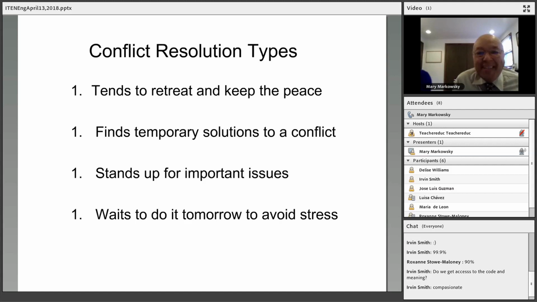Compassionate. Okay. There you go, Irvin, right there. Correct. Terrific. Okay, let's take a look at the next one. And let's think about the predominant personality type that finds temporary solutions to a conflict. The key word here is temporary solutions to a conflict.